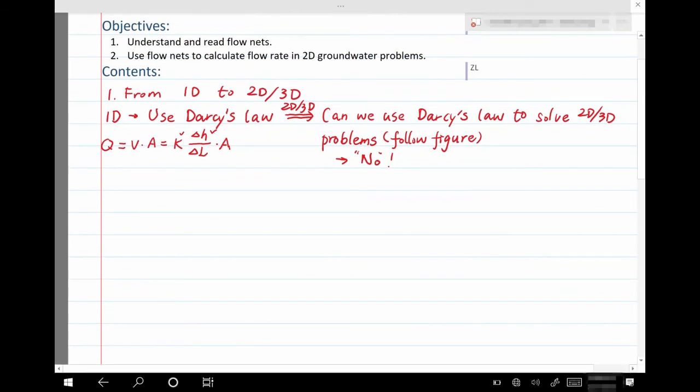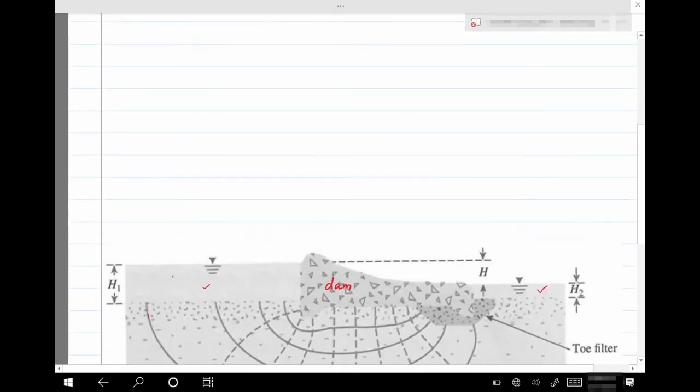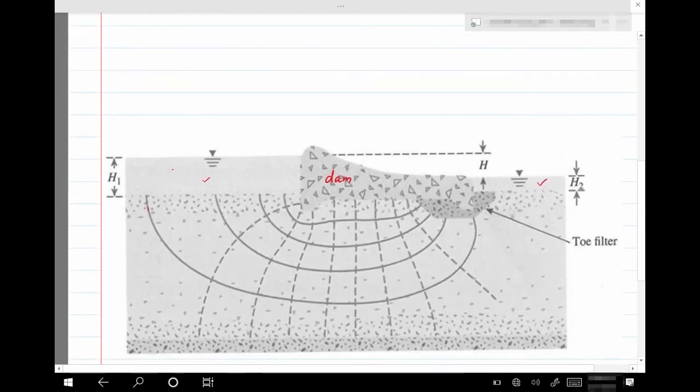But if we take a look at delta L and delta A, we will find that we cannot get a constant value. Because if we take a look at different points, for example, a point here and a point here, we will see that they have different flow paths. This is the flow path of the star, and this is the flow path of the circle. They are different. And you can see that the length of the flow path is different for the two material points of water at different locations.